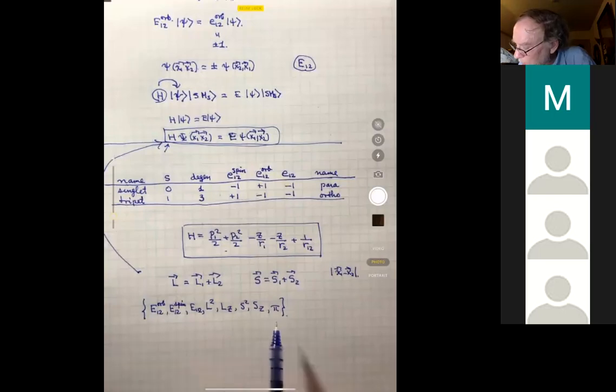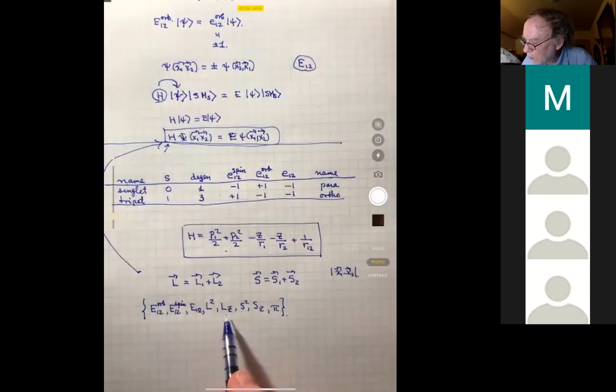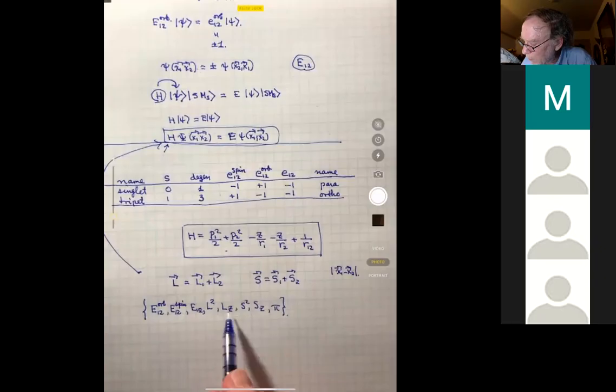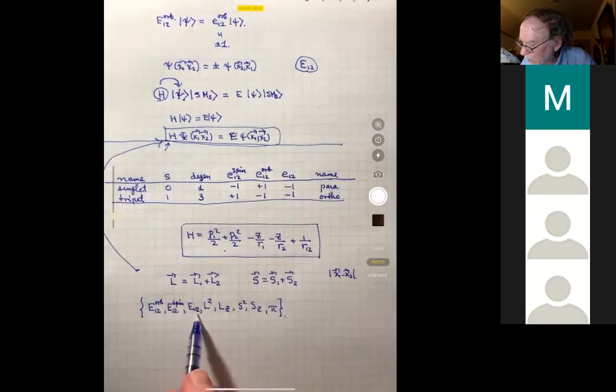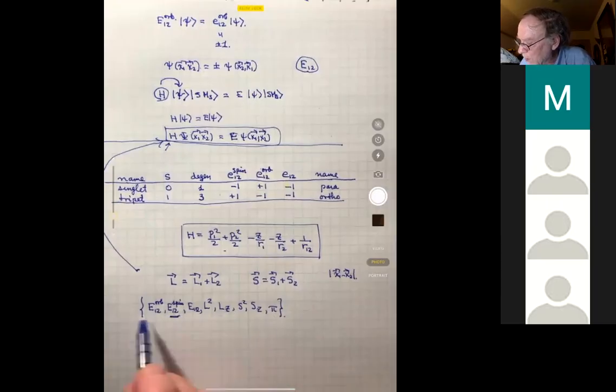So these operators all commute with each other, and they all commute with the Hamiltonian. The L's and S's commute because they act on different spaces. The exchange operators commute because in some cases they act in different spaces as well. And because of the way we set it up, the spin here is S1 plus S2, which commutes with E12 spin. Anyway, this is a set of commuting operators.